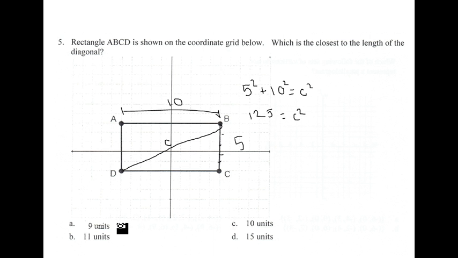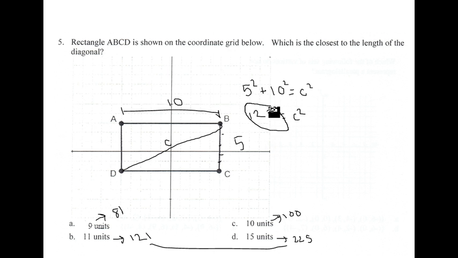what I'm saying you can do here, you know that 9 squared would be 81. And you know that 10 squared is 100. You might know that 15 squared is 225. And you probably know that 11 squared is 121. Now 121 and 225 are sort of the endpoints for this 125, right? The 125 is somewhere between these two, but it's certainly closer to 121 than it is to 225. That means B is your answer. It's the closest to 11 units. Now I think I'm done.